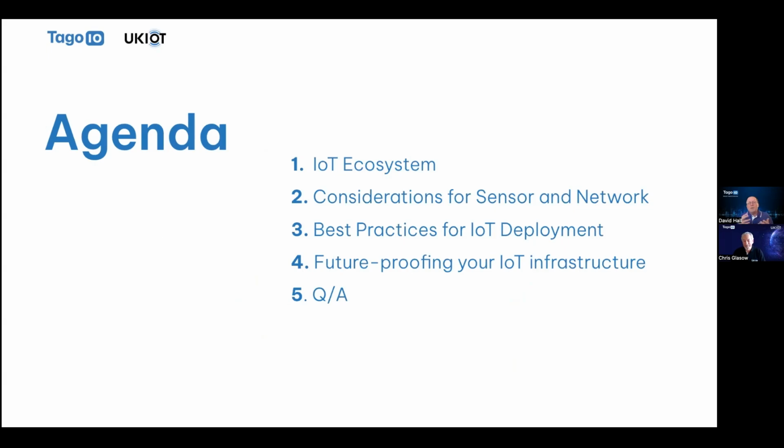So we're going to talk about the IoT ecosystem. What is that from a Tago standpoint and a UKIoT standpoint? Considerations for sensor and network, which are obviously very important. Best practices for IoT deployment, future-proofing your IoT infrastructure, and then we'll have a small Q&A at the end, but honestly, I like to do that in real time. Just go ahead and post your questions. Really, we're going to talk about at least seven topics today that you really need to take into consideration, not just for sensor and network, but really your best practices and those sort of things. So we're going to dive into that with our experience.